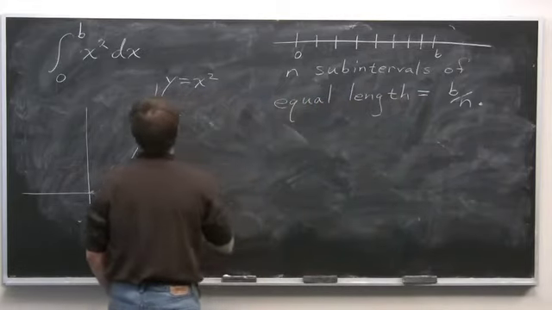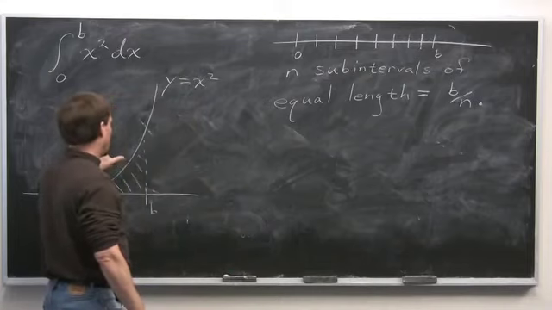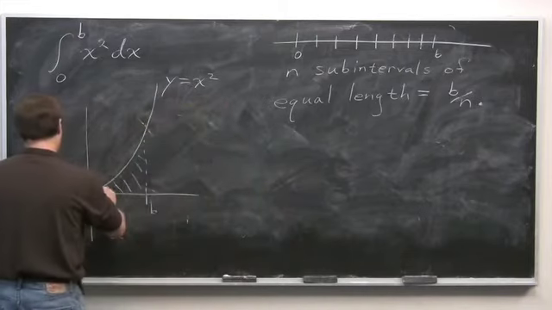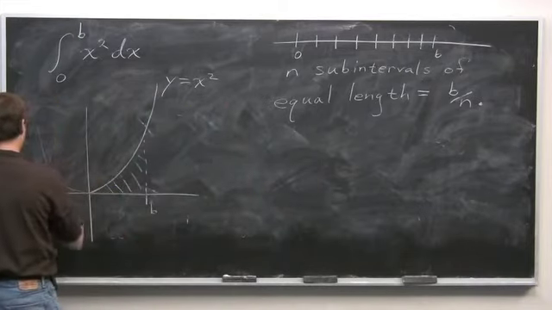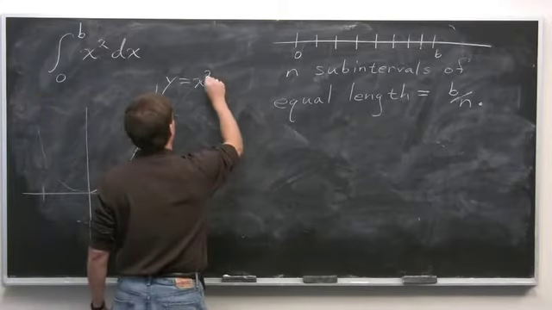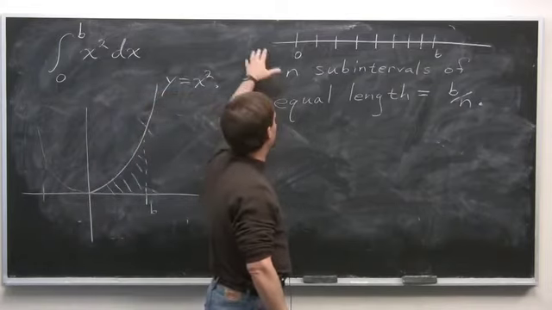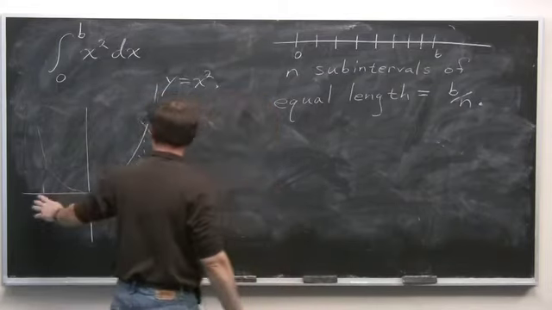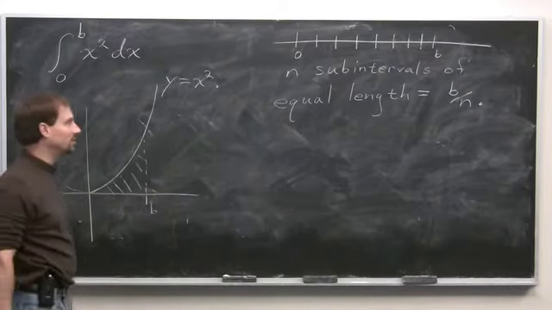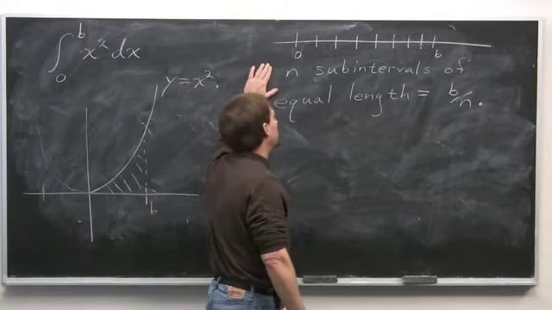Now, I am assuming in this picture that b is greater than 0. You can do the same thing if b were over here somewhere. The formula that we get will be correct, but I'll leave that as an exercise. The length would now be negative. If you took b to be negative, the length here would be negative b, and you make all the corresponding changes. All right, n subintervals of length b over n.